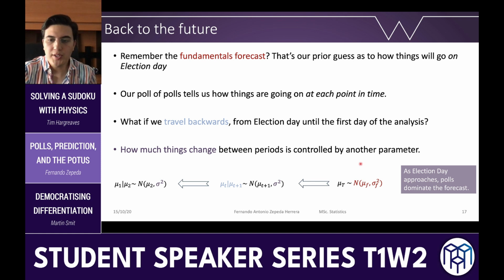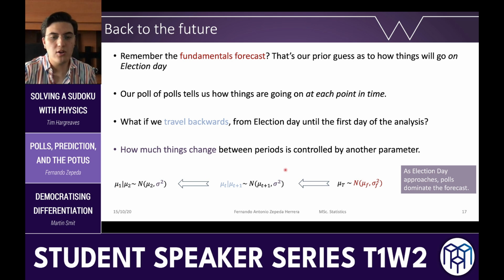And what we do is that we start with our prior forecast and we relate that to the latent preferences at the time of the election. And at each point in time, here in the blue font, we condition on the next period of time. So where are we going to be? We know that. In the future, we are assuming that we have a guess. And where are we at the moment? This way we are traveling backwards until the first day of the analysis.